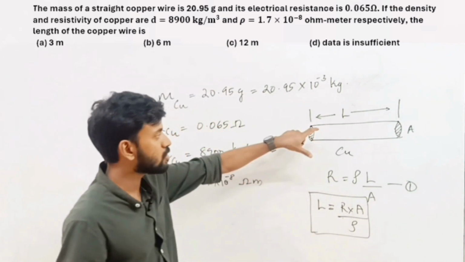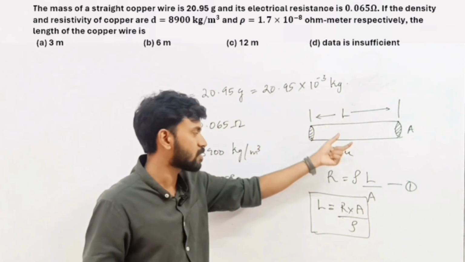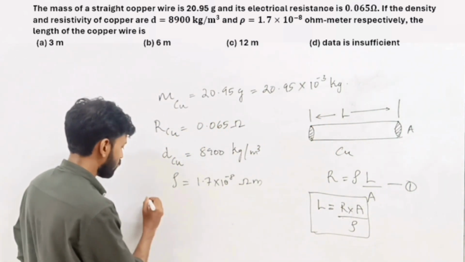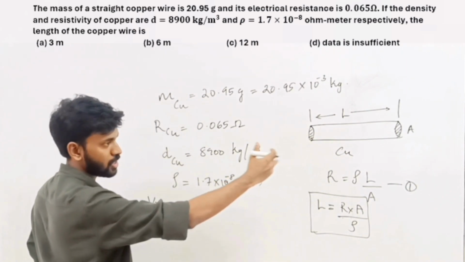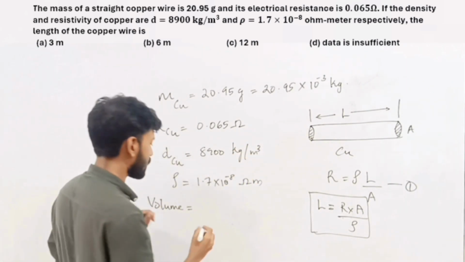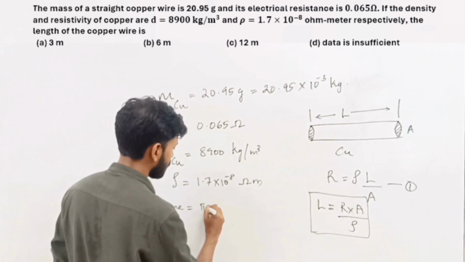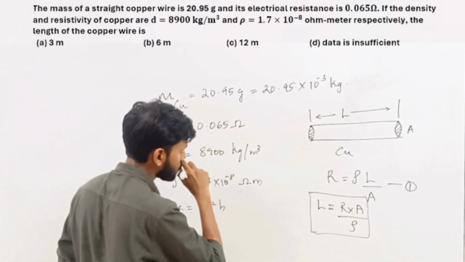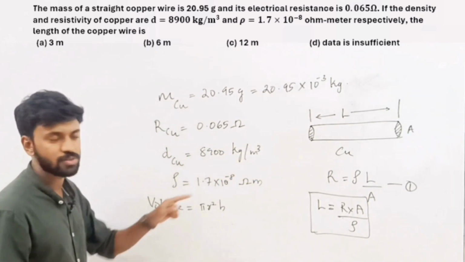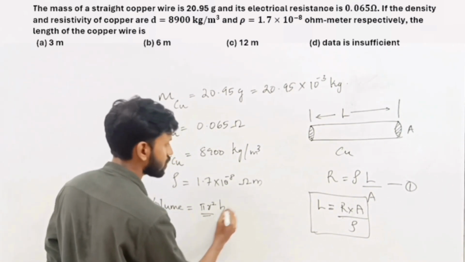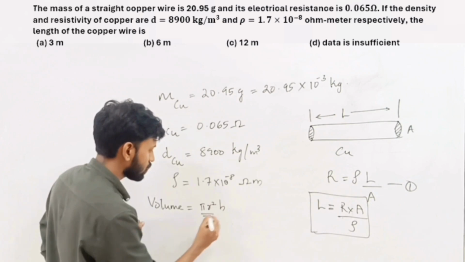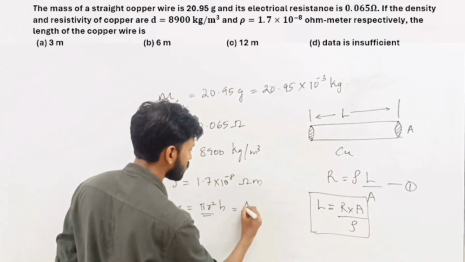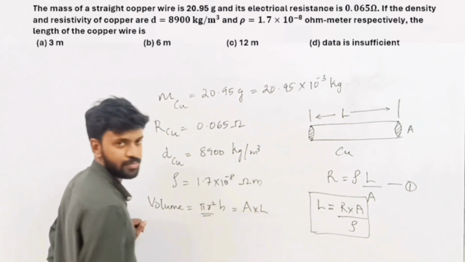So if you want to find out the volume of this particular copper wire, which is in a cylindrical shape, the volume of a cylinder can be found out using pi r square into h. Here h is the length of the cylinder, which is L, and pi r square is nothing but the cross sectional area, which is actually a circle. So we can denote this as A into L.